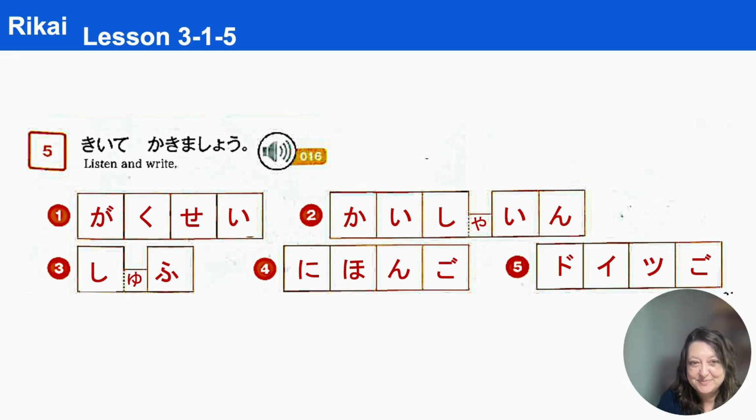How did you do? Did you remember to put the ten for the voiced consonants? Now those little boxes were for the glides. Notice that they are just 1/4 the size of the regular box. So we need to make these small and lower. Right? So 会社員, right? 主婦. Notice number 5. ドイツ is written in katakana, but 語 is hiragana. How did you do?